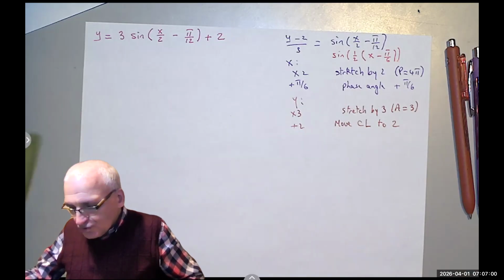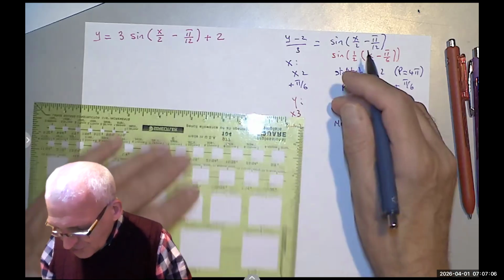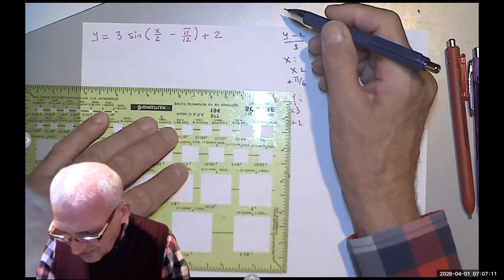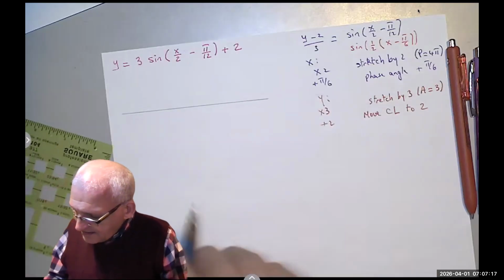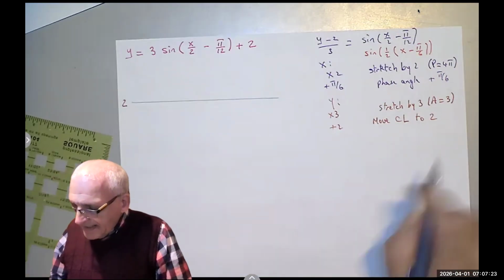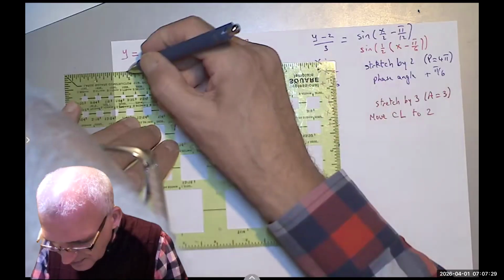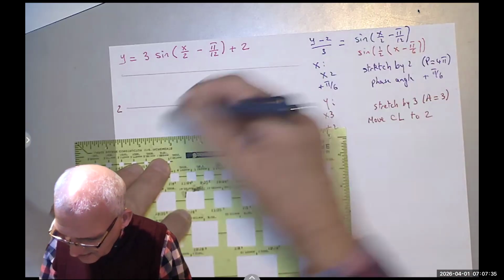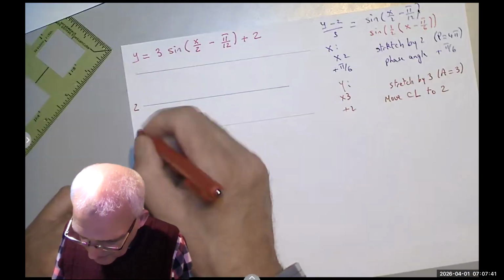So now, in order to draw it, I can create the table. I don't need to, but we can do that. I'm going to just graph it, and then say, okay, what if I wanted to create a table? How would it go? Notice that the center line here is 2, and the amplitude is 3. So I add 3 to go to 5, and subtract 3 to go to negative 1. So this is negative 1.